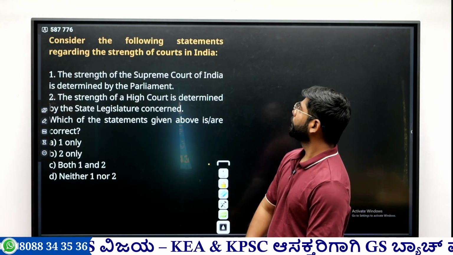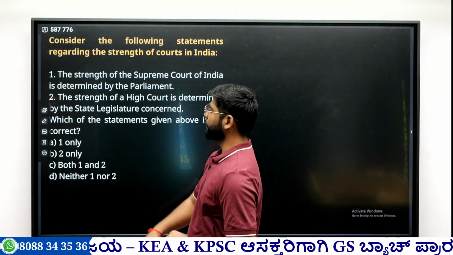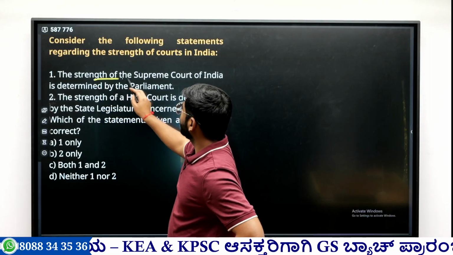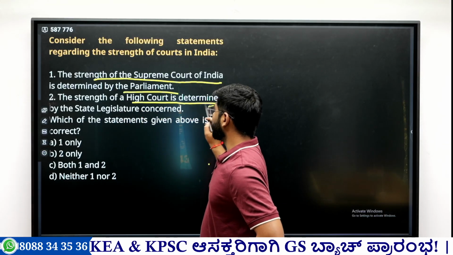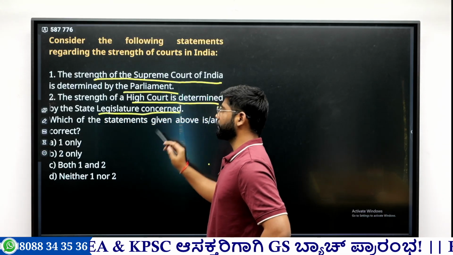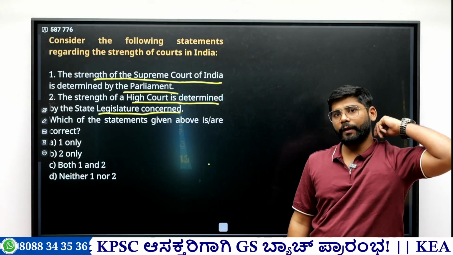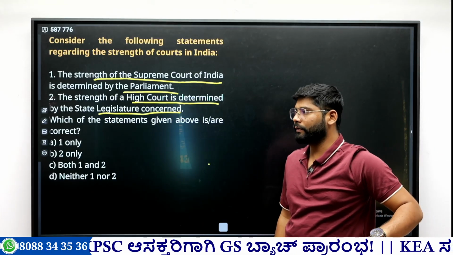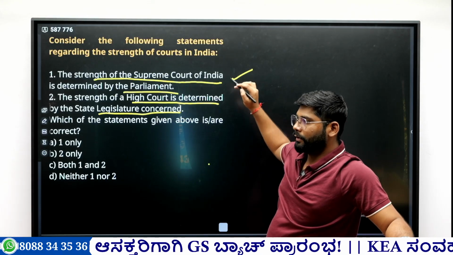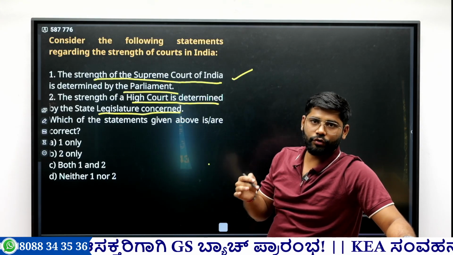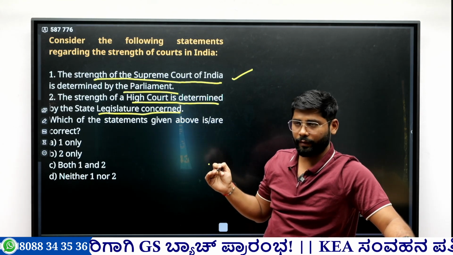Now, regarding the strength of the courts in India. The first statement says that the strength of the Supreme Court of India is determined by Parliament. The strength of the High Court is determined by the state legislature concerned. Again, logical, but we have the integrated judicial system that we have seen. When it comes to the strength of the Supreme Court being determined by Parliament, yes. And this is not considered a constitutional amendment under Article 368 that we have discussed several times.